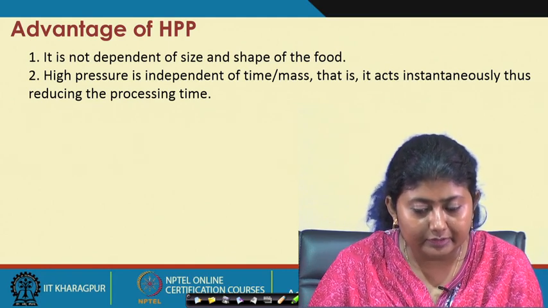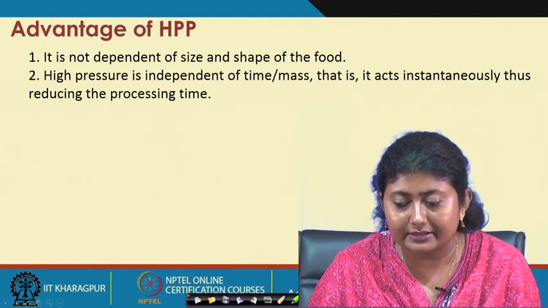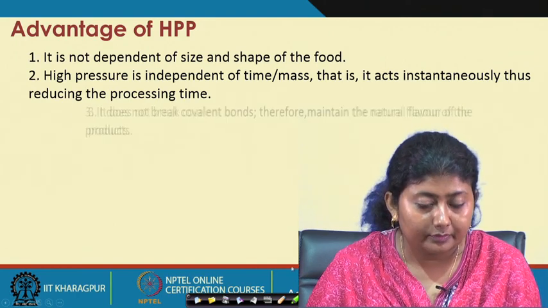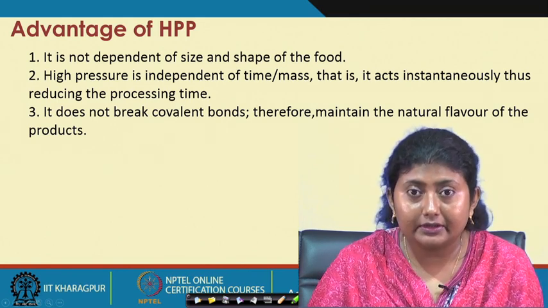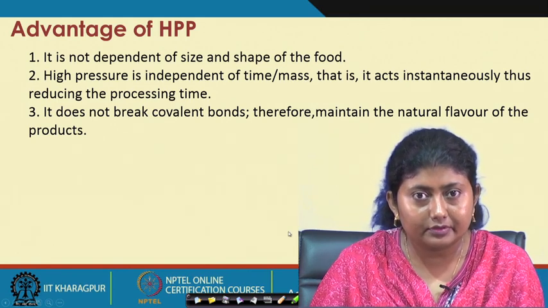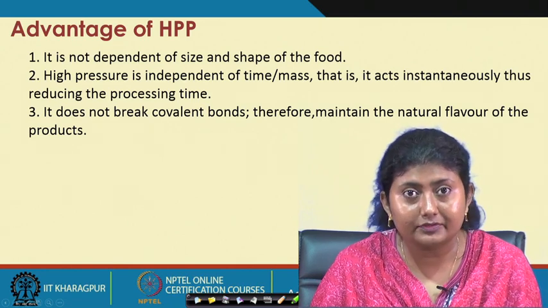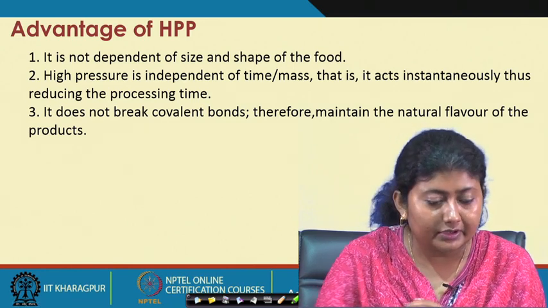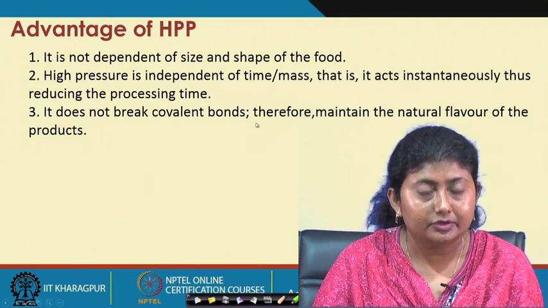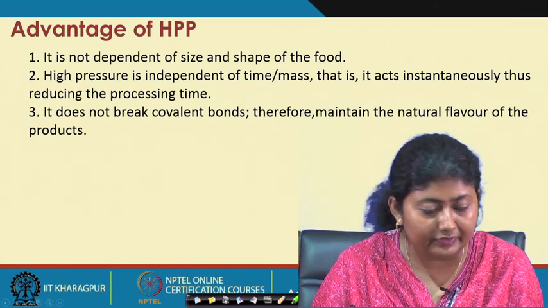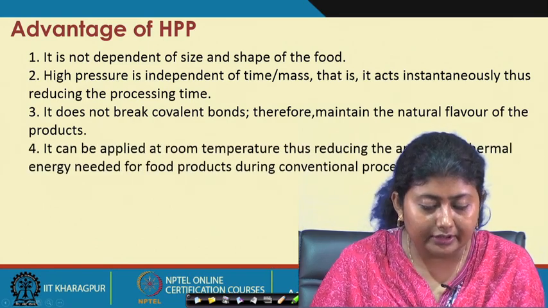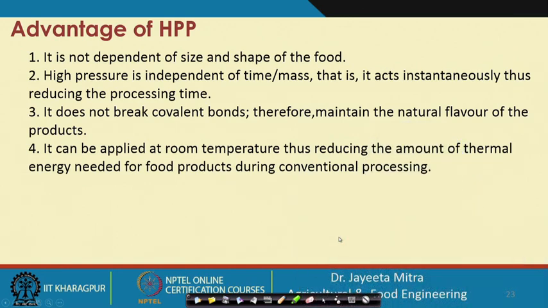High pressure is independent of time or mass, that is, it acts instantaneously, thus reducing the processing time. It is not like temperature, where you give heat and it gradually has to reach from the surface to the center; here the pressure is instantly distributed throughout the whole section. It does not break the covalent bond, therefore it maintains the natural flavor of the product. It can be applied at room temperature, thus reducing the amount of thermal energy needed for food products during conventional processing.